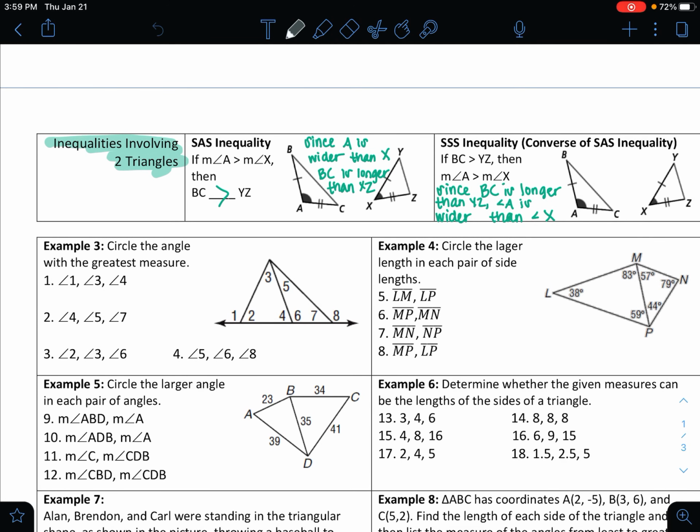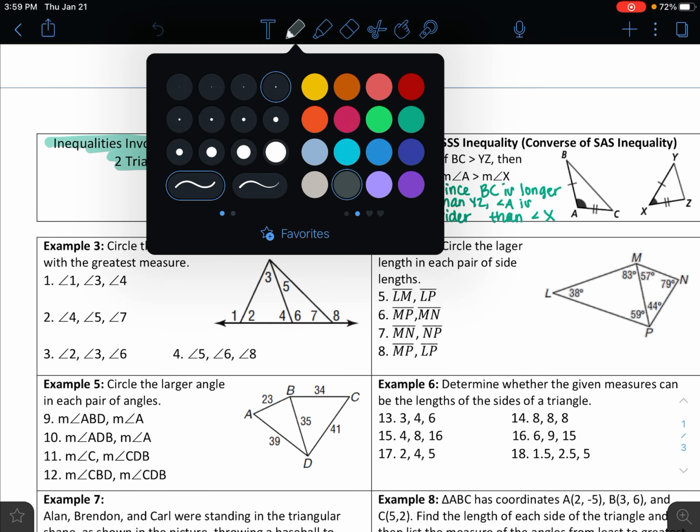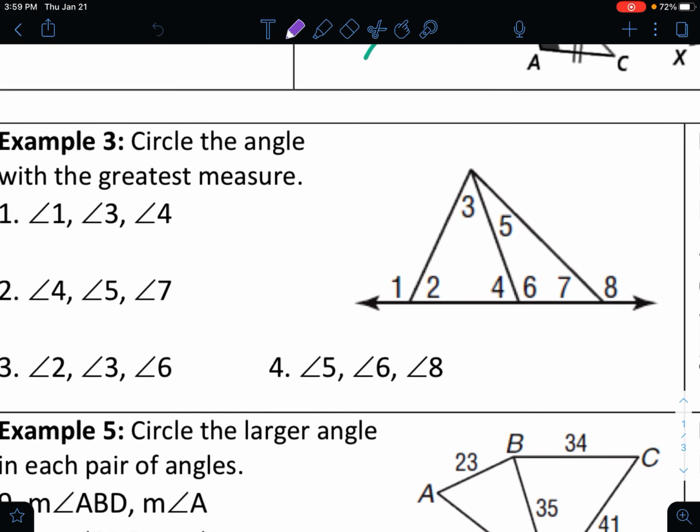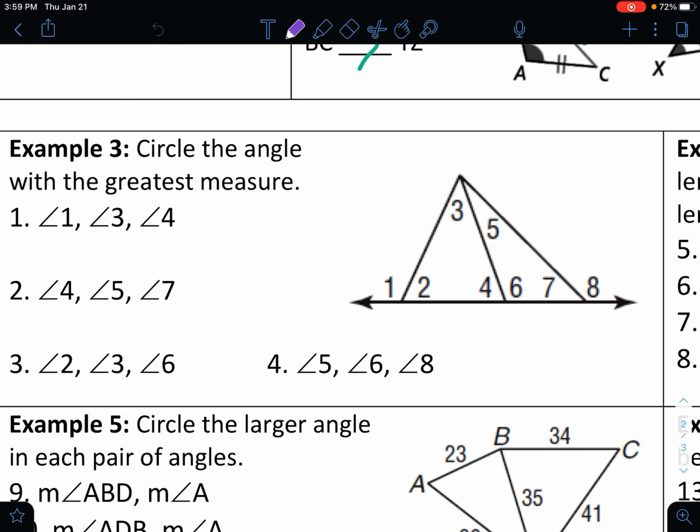Okay, now it's time for some more examples. All right, so we're going to start with this one. Circle the angle with the greatest measure. We have angle 1, angle 3, and angle 4. It should be very obvious looking at it, but angle 1 is clearly the greatest.